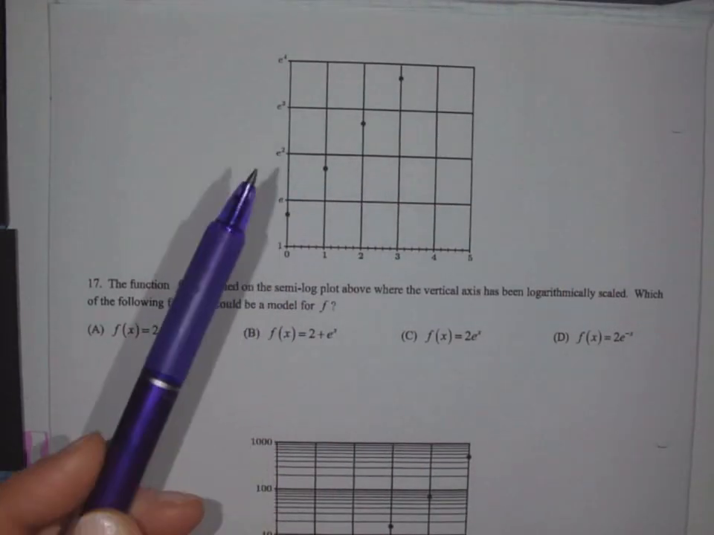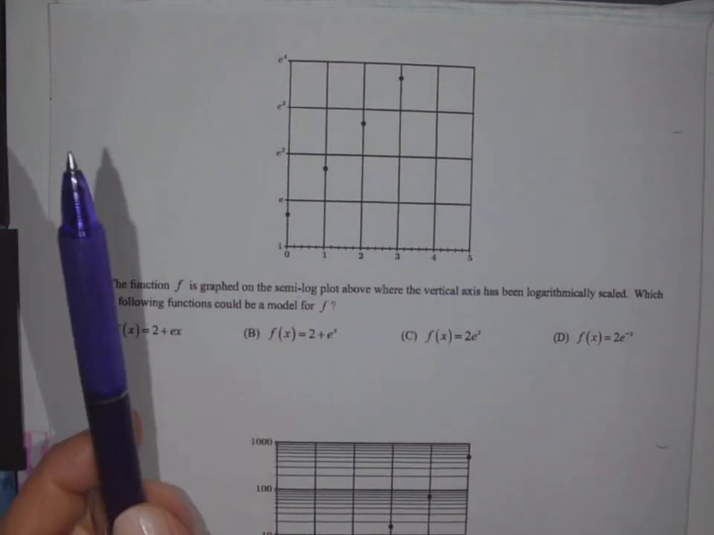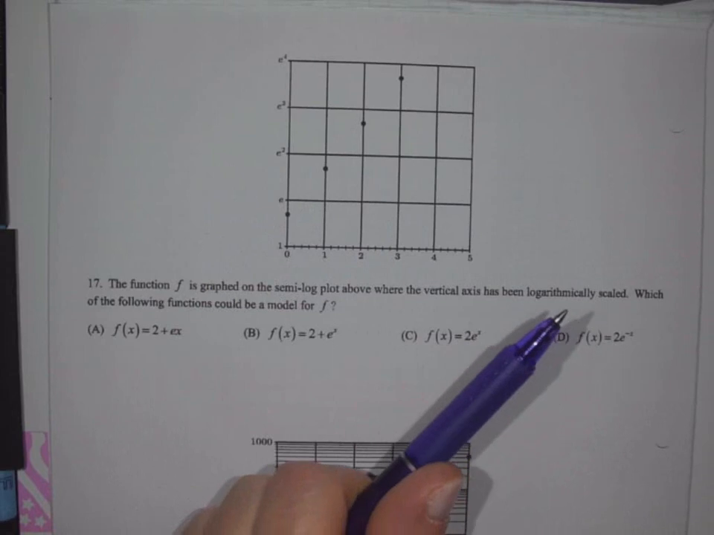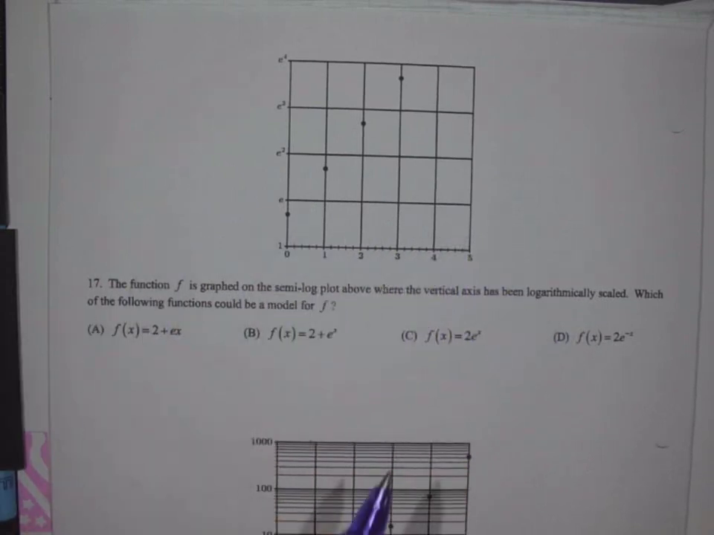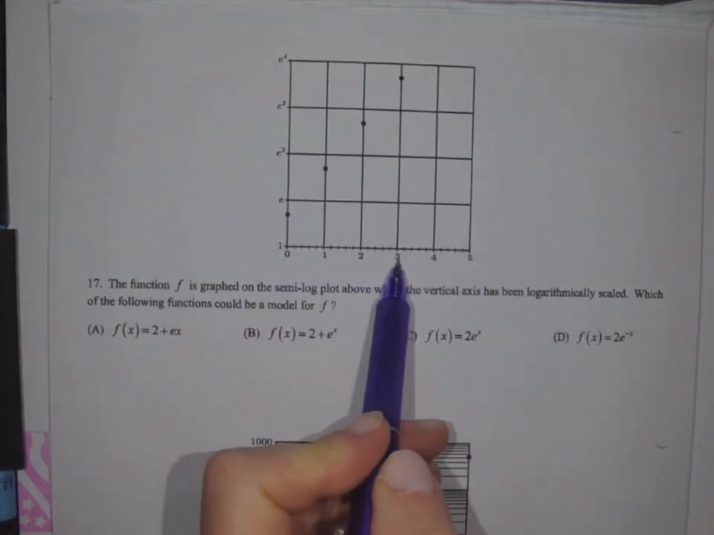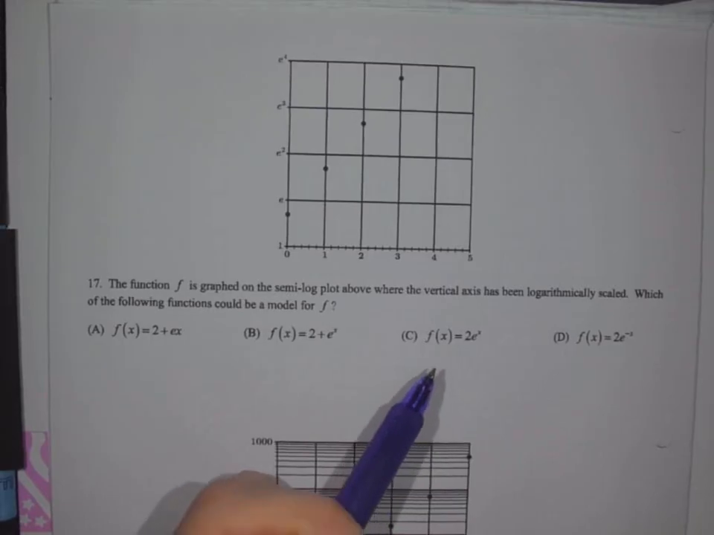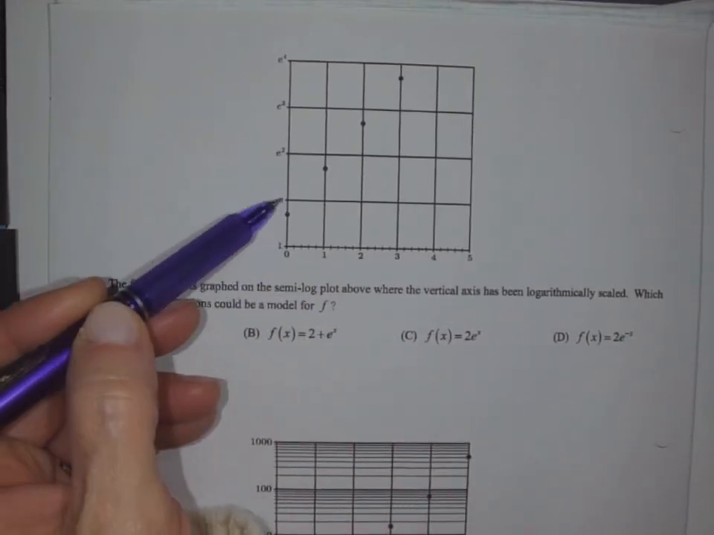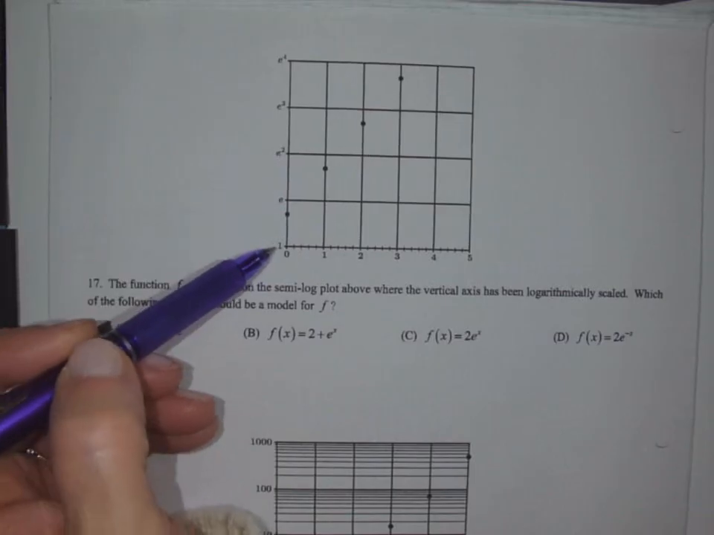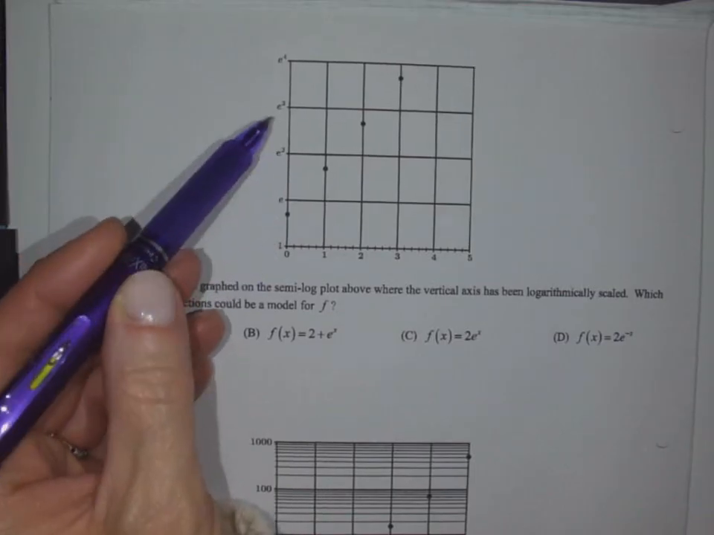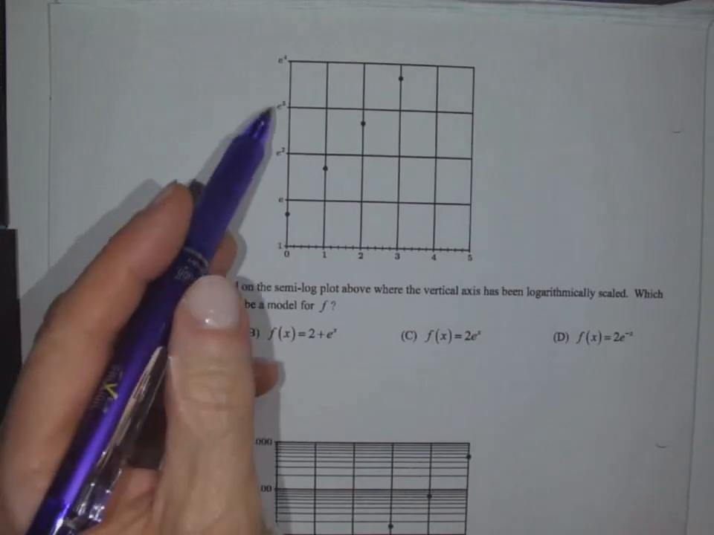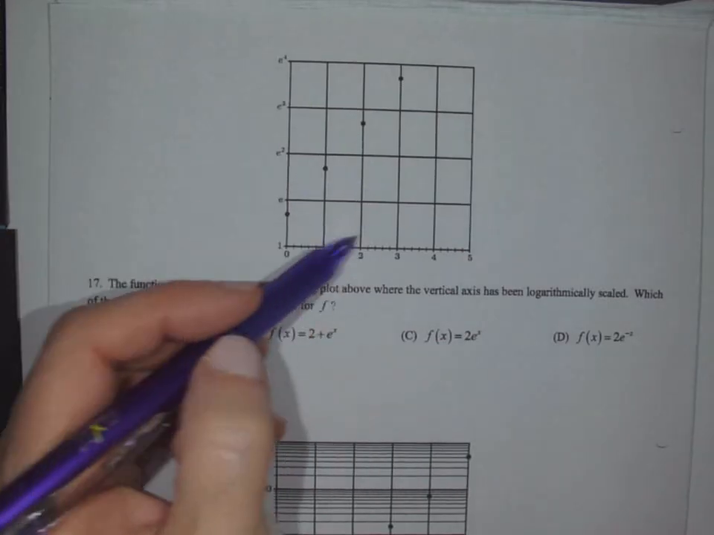When you're given a graph like that, the first thing you need to look at is whether it is a semi-log plot or just a regular Cartesian XY plane. Well, on my x-axis, the units are going up by 1. But on my y-axis, I'm going up by powers of e, right? I have 1, then e to the second, e to the third, e to the fourth, etc. That's a logarithmic scale. So that's a semi-log plot.